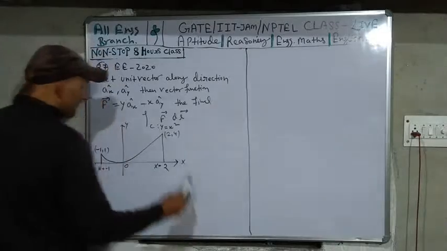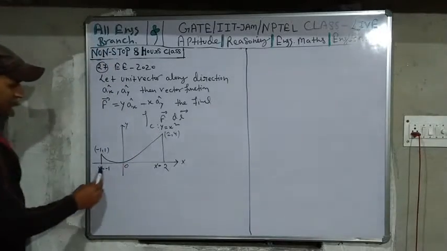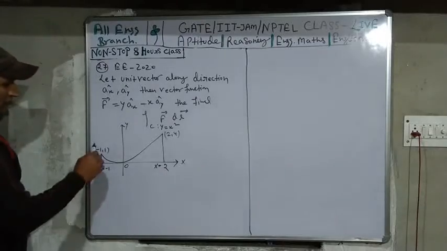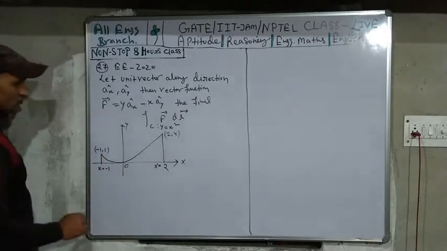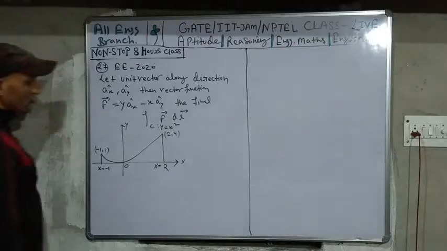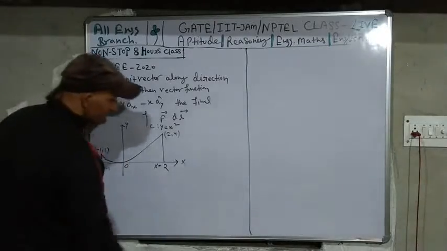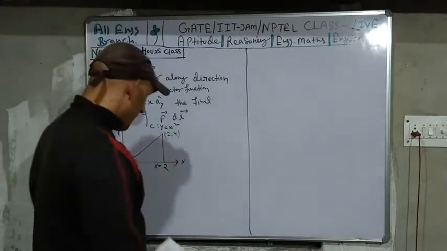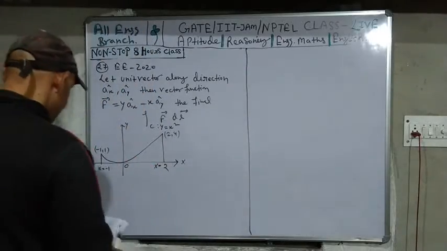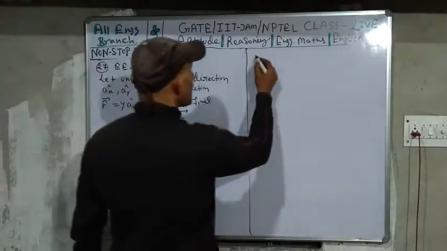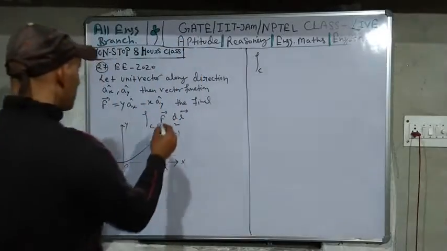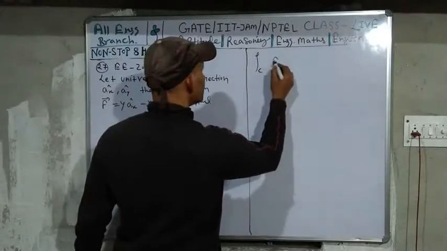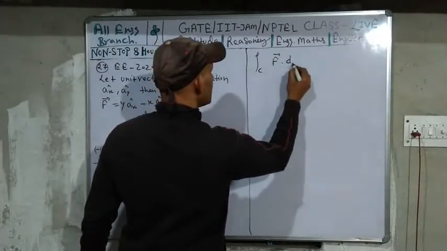Now they have given us one graph, from x equal to -1 to x equal to 2. This is the graph, this is your point (-1, 1), and this is another point (2, 4). This is the y-axis and this is the x-axis. Now we have to find the integration over C of f dot dl.